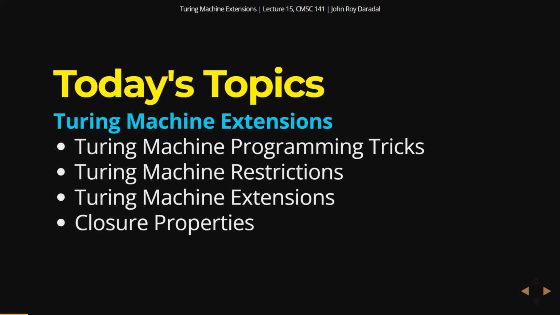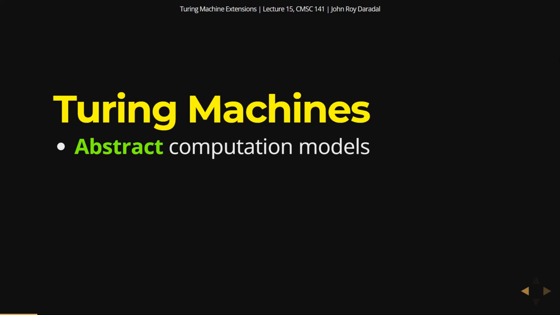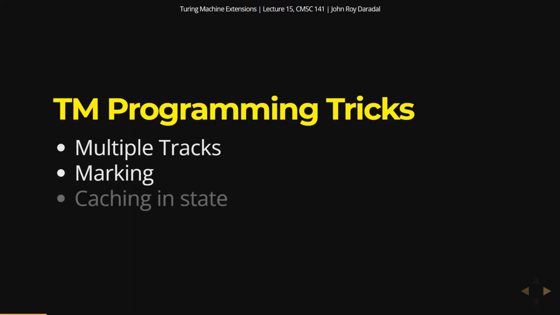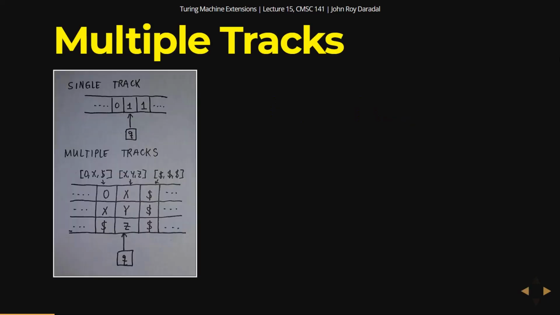Okay, so let's start. From the previous video, we talked about how Turing machines were abstract computation models, and we said that they have an equal computing power with a general computer. So anything that a computer can do, theoretically, the Turing machine can also do. Now, if we are to implement an actual Turing machine with our own computer, these are some of the programming tricks that we will use to be able to implement them. So first is multiple tracks, marking, and caching in state. Let's start with the first one, which is multiple tracks.